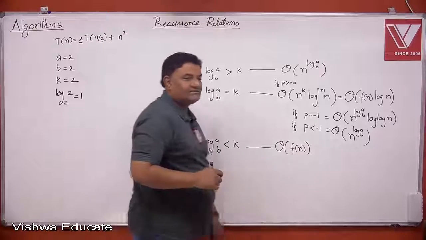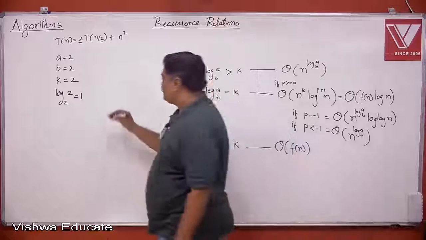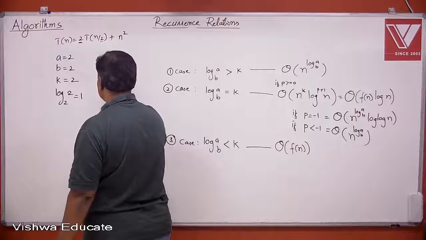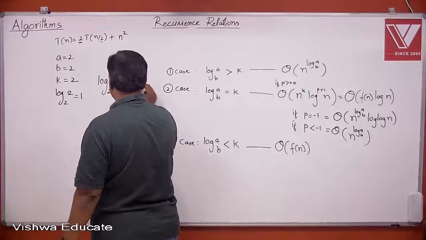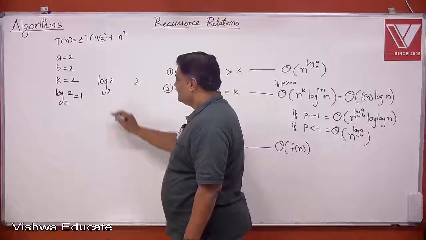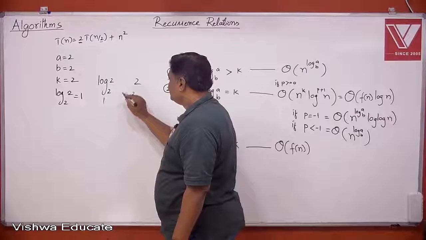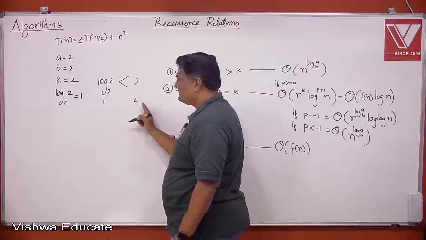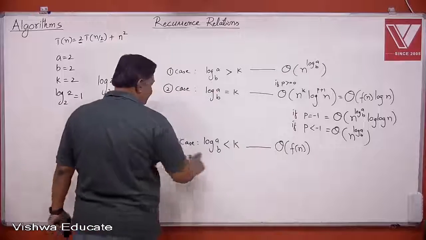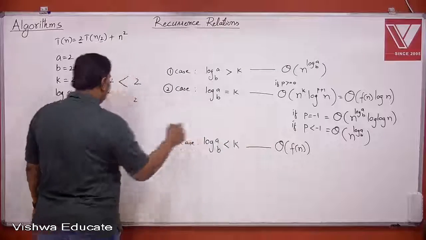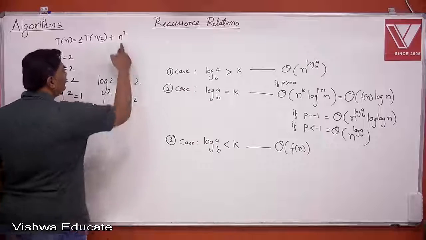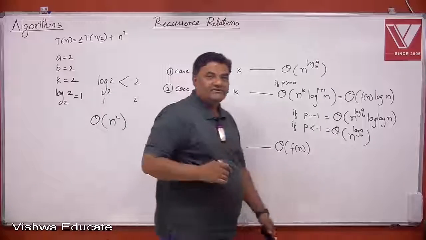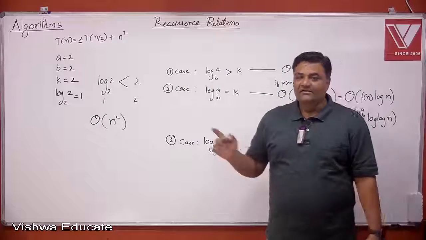So we know all these things, right? Now find out log 2 base 2 versus k, this is 2. Who is greater? This is 1 and this is 2. So this is less than this one, so this portion is greater. So this is coming under case 3, right? k is greater than log A base B. So what do I have to take as the answer? Answer is just f(n), n square. That's it. Take that one.